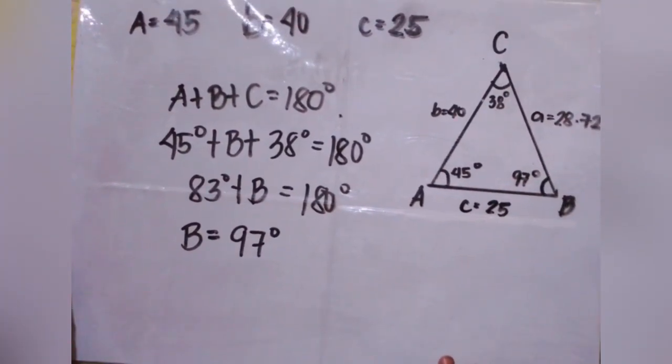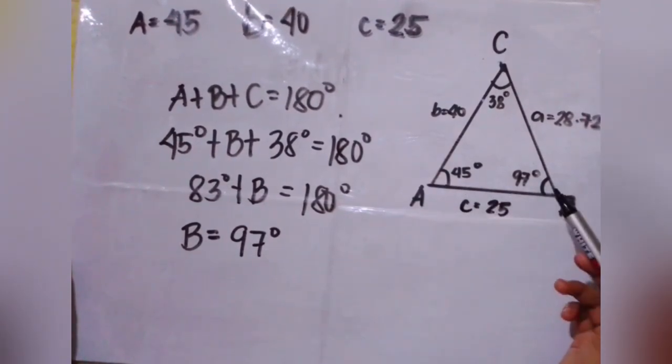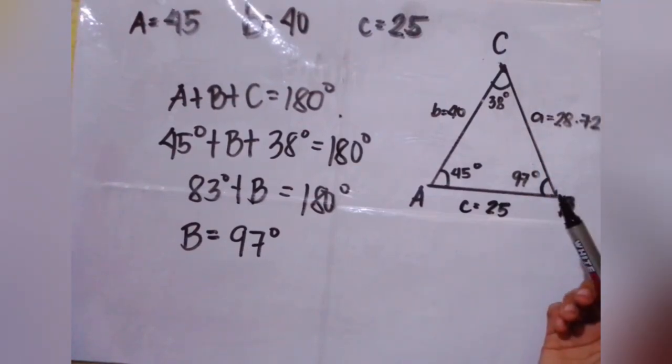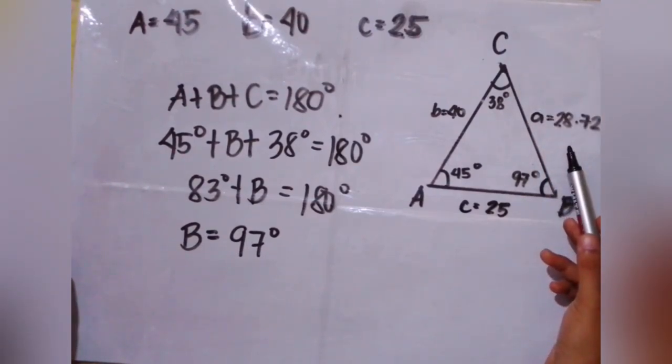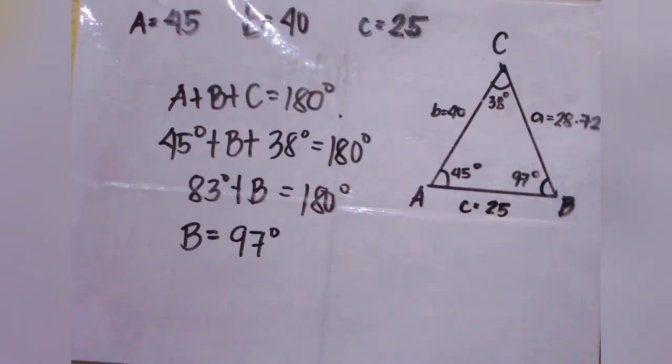Therefore, our angle A is equal to 45 degrees, our angle B is equal to 97 degrees, our angle C is equal to 38 degrees, our side A is equal to 28.72, our side B is equal to 40, our side C is equal to 25.